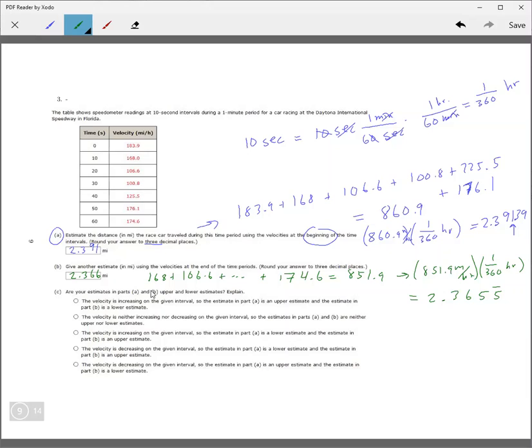Okay, so C, are your estimates upper and lower estimates? Explain. Okay, now if you follow the pattern here, it's 183, it slowed down to 168, then it slowed down more, then it slowed down to 100, then it sped back up, right? So the speed was maybe going like this. And so using left or right endpoints is not going to help that much. And part B is the correct answer. The velocity is neither increasing nor decreasing. So the estimates are neither upper nor lower estimates.